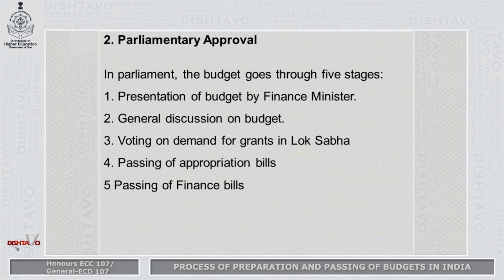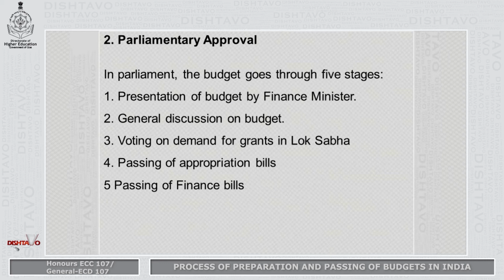Fourth and fifth are the passing of the appropriation bill and the passing of the finance bill. An appropriation bill is intended to give the authority to the Government of India to incur expenditure from the Consolidated Fund of India. After voting on demands for grants has been completed, the government introduces an appropriation bill. It includes the charged expenditure and the sums granted by the voting on demands for grants. The procedure for passing the appropriation bill is the same as for money bills.